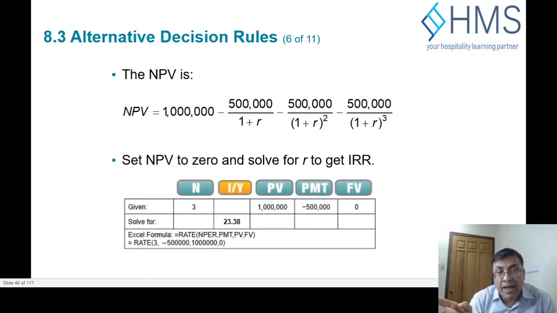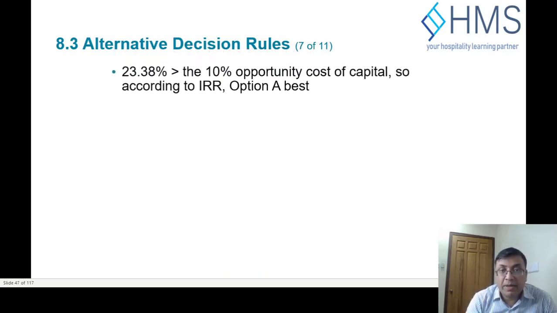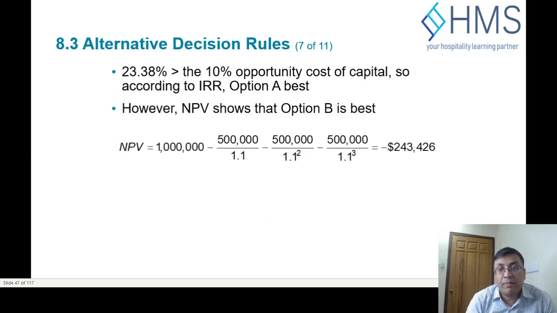The IRR for this is going to be 23%. The NPV of the method is 1 million minus 1,243,000, which means that we are paying more than we are getting.